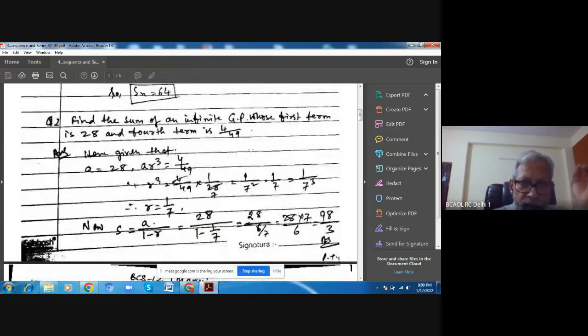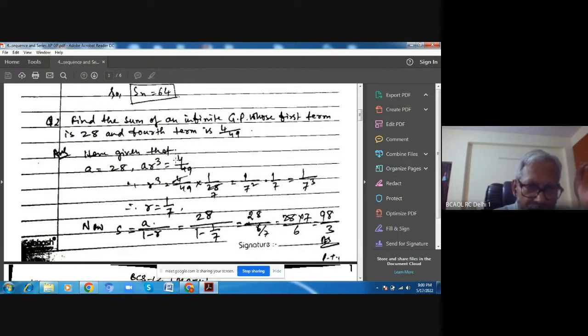And that is the GP. In case of GP, this is the formula. The GP sum formula: S is equal to a by 1 minus r. r is basically the ratio that is given. This is the a, a is 28, 28 is given, and your fourth term is given. The fourth term is given.